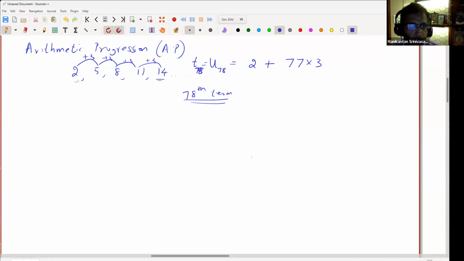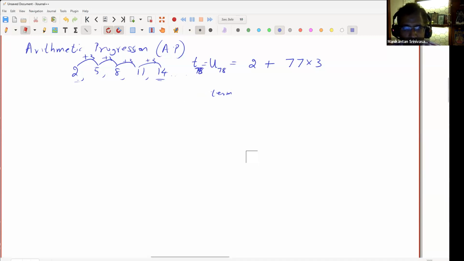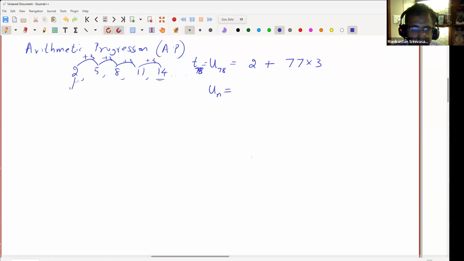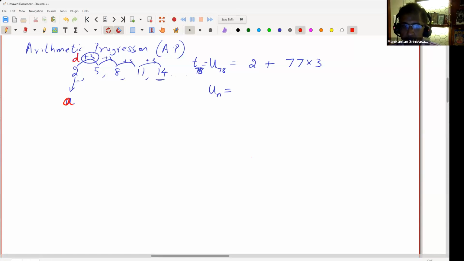So more generally, if I have to say what is the nth term, I'll just call it Un. For any arithmetic progression, you have a starting term, which is called A, and then you have a common difference, which is D, the additive hop that you're traveling. So there are only 2 parameters to an arithmetic progression: what is your starting term and what is your additive hop? It could be a negative number also, by the way. In this case, it's a positive 3.